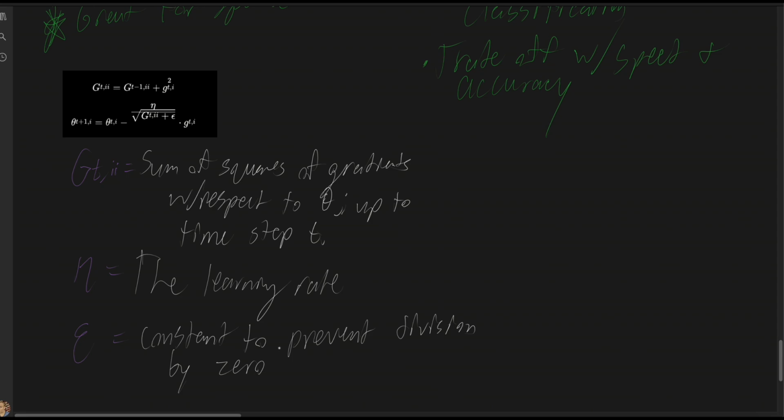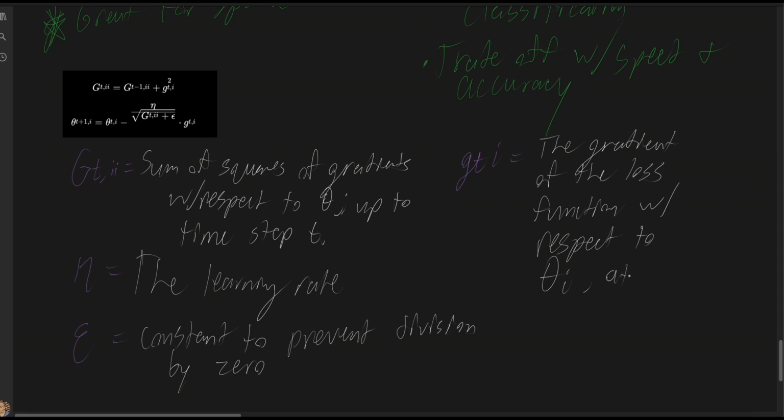Similar to root mean square propagation. And finally g of t, lowercase. So we have this symbol right here, g of t, which is the gradient of the loss function with respect to the input vector at time step t.